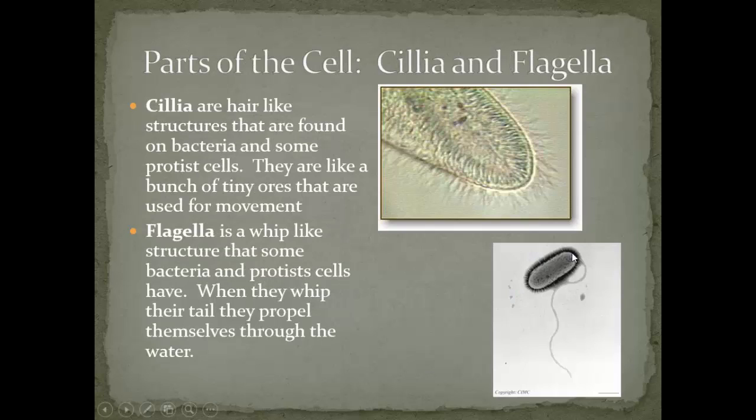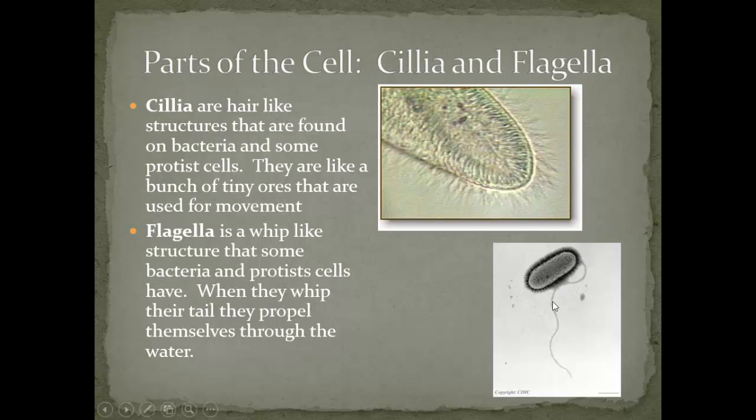So, cilia and flagella. Cilia are hair-like structures that are found on bacteria and some protists. They are a bunch of tiny oars that are used for movement. So these little things help bacteria move. They move very, very quickly, and that helps the bacteria move.